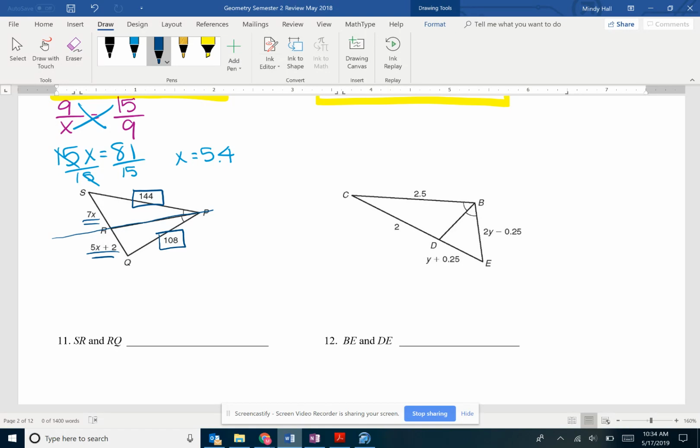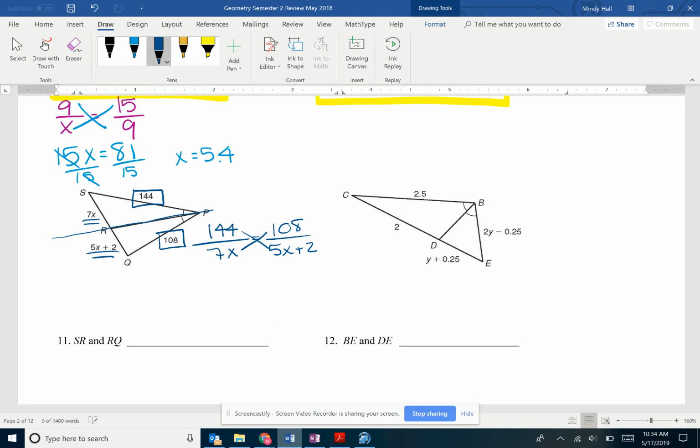Or you can put same stuff on opposite sides. And just like before, when you were doing your similarity ratios, if you start with 144, then your other ratio has to start with 7x because they're in the same triangle, so to speak. So we'll do 144 over 7x equals 108, corresponding piece, over the other corresponding piece, 5x plus 2.